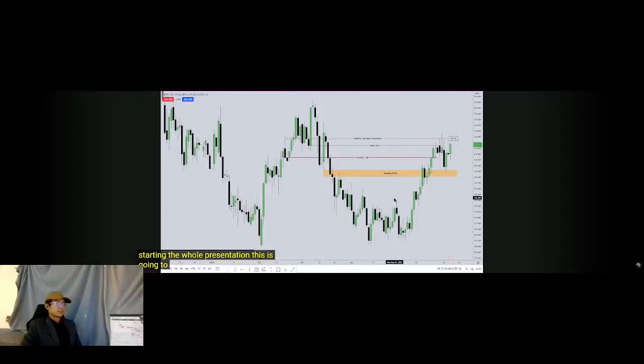Because I'm starting this whole presentation, this is going to be Forex in the beginning, and then I'll end the discussion in today's live stream on the index futures. But everything I'm teaching you here is applicable to Forex and futures and commodities and gold and bonds. We're going to talk about bonds today too.